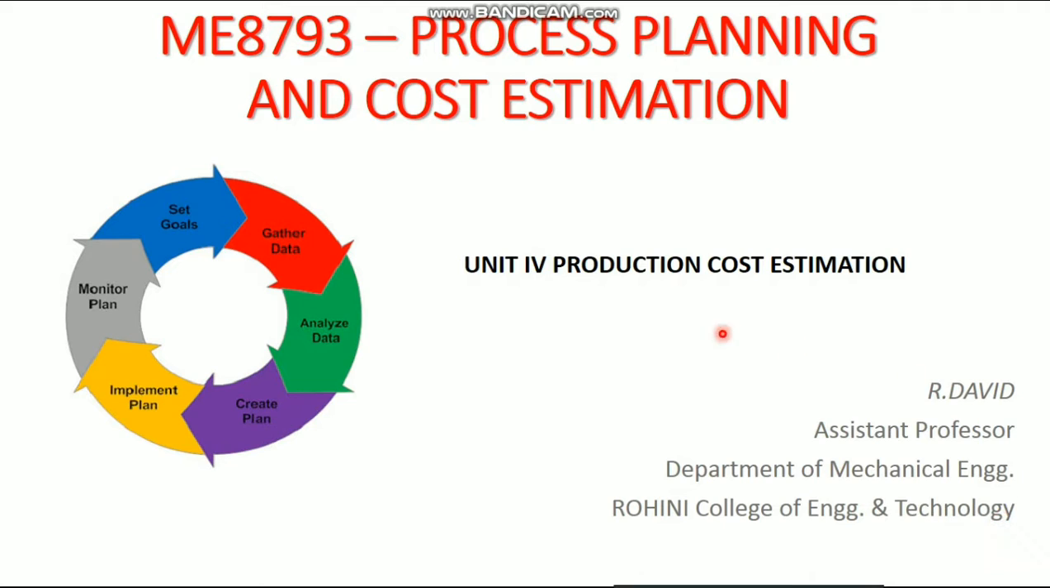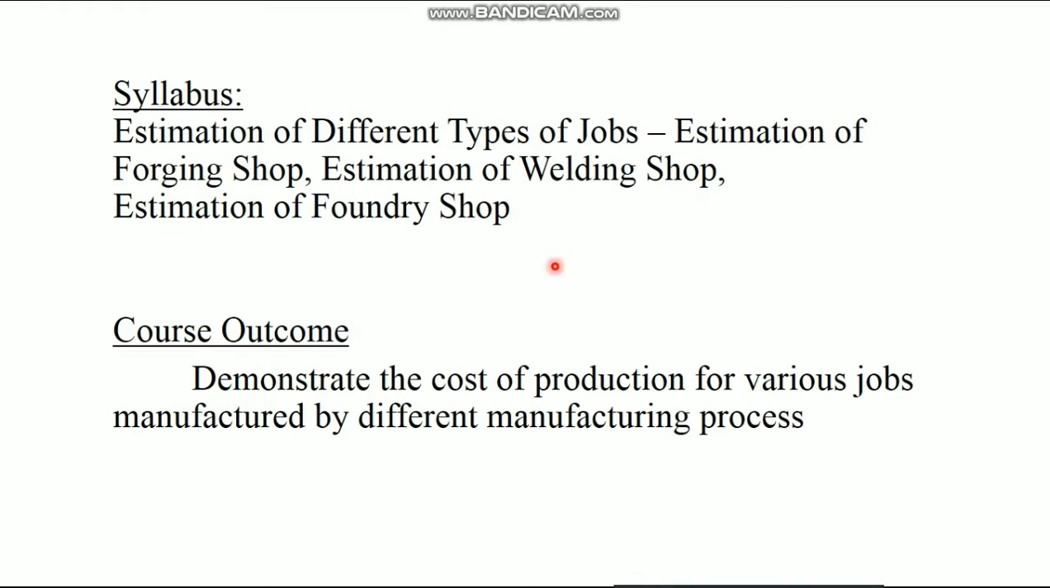In this video, I am going to teach you a few topics from the fourth unit of the Process Planning and Cost Estimation subject. Our fourth unit title is Production Cost Estimation. Our fourth unit syllabus is estimation of different types of jobs, estimation of forging shop, estimation of welding shop, estimation of foundry shop.